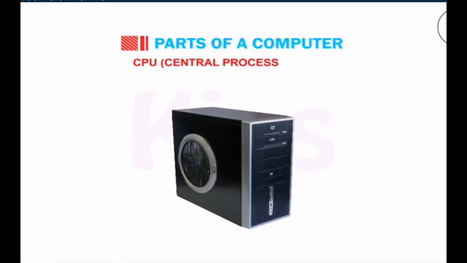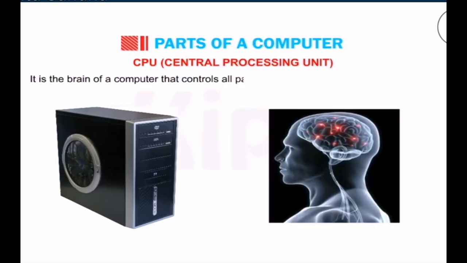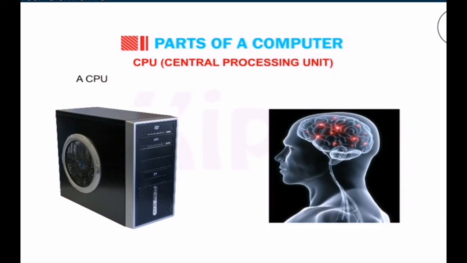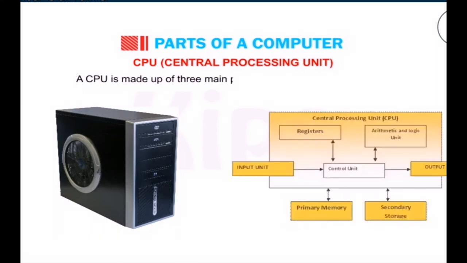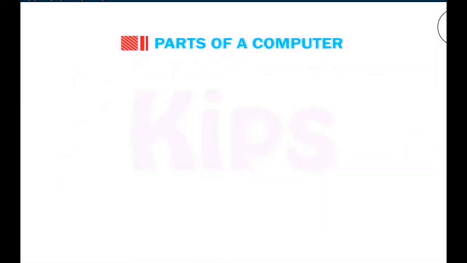Now let's go to the CPU, Central Processing Unit. You already know about the CPU, where the data is processed. It's the brain of the computer. As a human has a brain, you can see it's the brain of the computer. It stores lots of information. There are three main parts of the CPU.